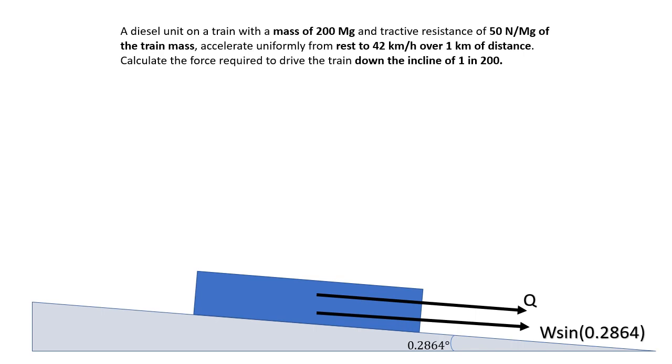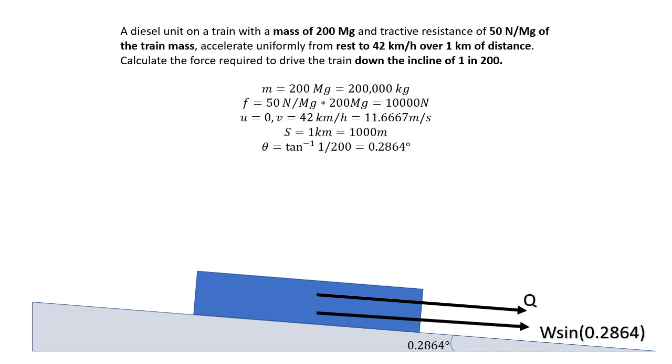Now, first, what variables do we know? We have the mass of 200 megagrams, which we have to convert to the standard units. So mega to kilo is a difference of 3 zeros, so we get 200,000 kilograms. And our friction or tractive resistance is given as 50 Newtons per megagram. We have 200 megagrams, so 50 times 200 is 10,000 Newtons of friction.